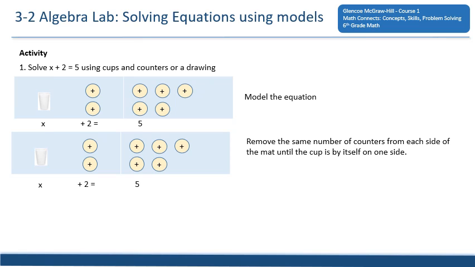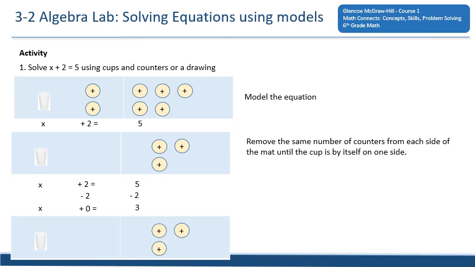Remove the same number of counters from each side of the mat until the cup is by itself on one side. So if we take one away there, take one away there, and then we're going to take another one from the left side and another one from the right side. Minus 2, x plus 0 equals 3. So x equals 3. Since 3 plus 2 equals 5, the solution is correct.